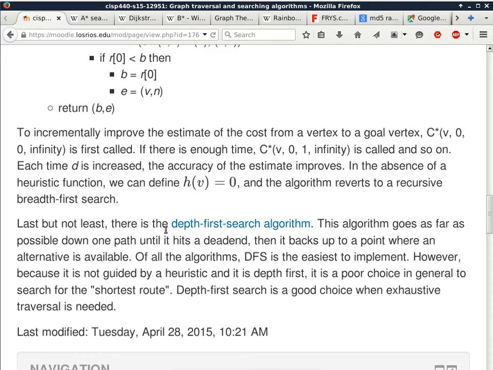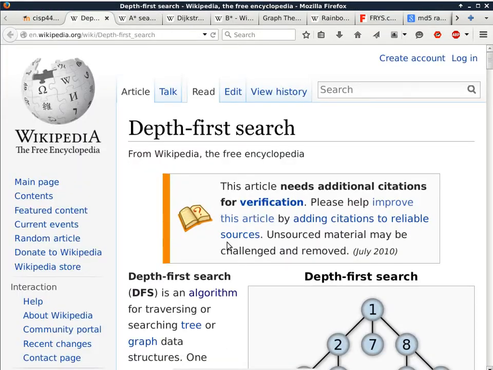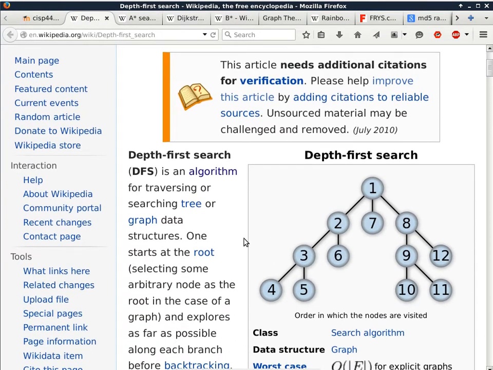So last but not least is the depth first search algorithm. This is another wiki page. And the depth first search algorithm is, some of you know that already, okay? Because what it does is it goes all the way to a dead end, and it backs up to find an alternative that it has not explored yet. So in this case, it's not exactly a binary search tree, but it is a tree.